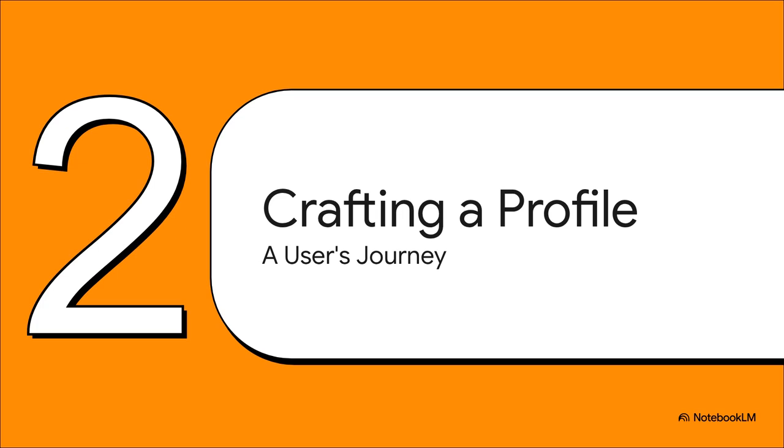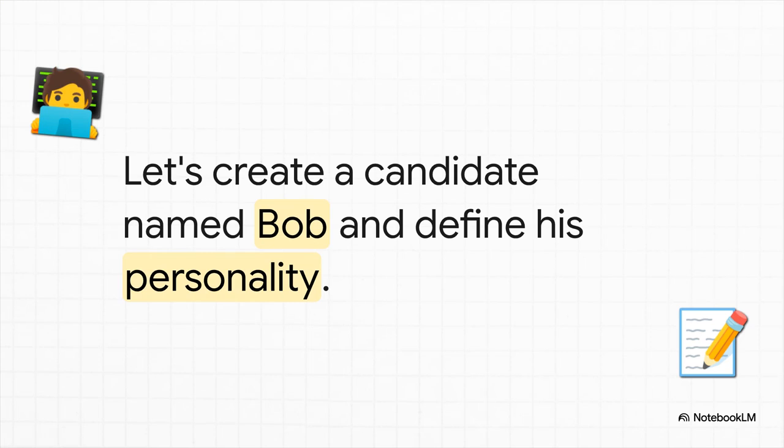Okay, so we've got our building blocks. We understand what a trait is. Now, let's follow the journey. How does a person's profile actually get created and analyzed inside this system? For this, we're going to need a volunteer. So, let's meet Bob. We're going to create a brand new profile for Bob and watch exactly how the system takes a simple human description of him and turns it into data.